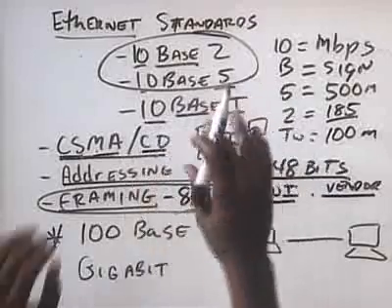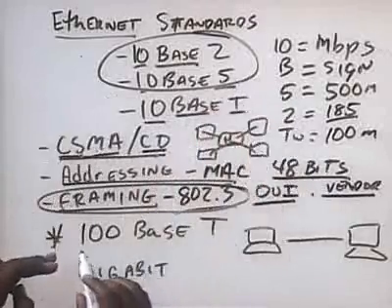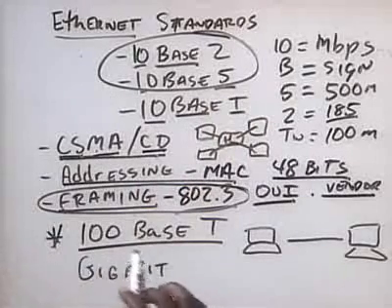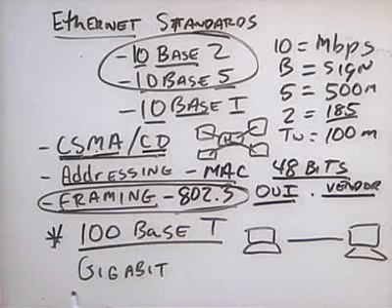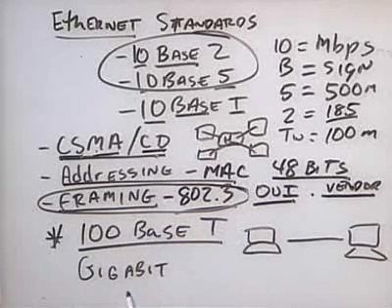But these are pretty much all being replaced by newer methods, including fast Ethernet, which is 100 base T, and then there's gigabit Ethernet, which is 1,000 megabits per second. So that gives us a basic look at a few of our Ethernet concepts for our local area network.